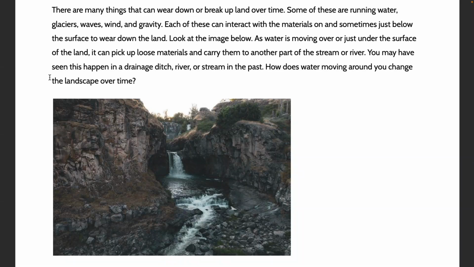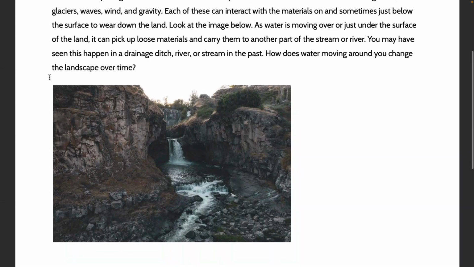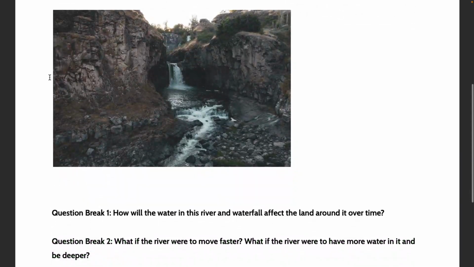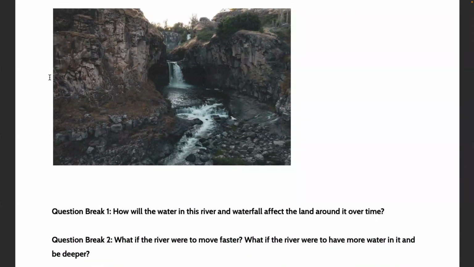And how does water moving around you change the landscape over time? If you go to the beach, the sand keeps changing. If you're around Ellicott Creek, come back in a couple months and something might be different. Maybe part of the bank is worn away. So water changes things over time. So we're going to take a little break here. We got 2 questions. How will the water in this river, in this picture here, and the waterfall affect the land around it over time?